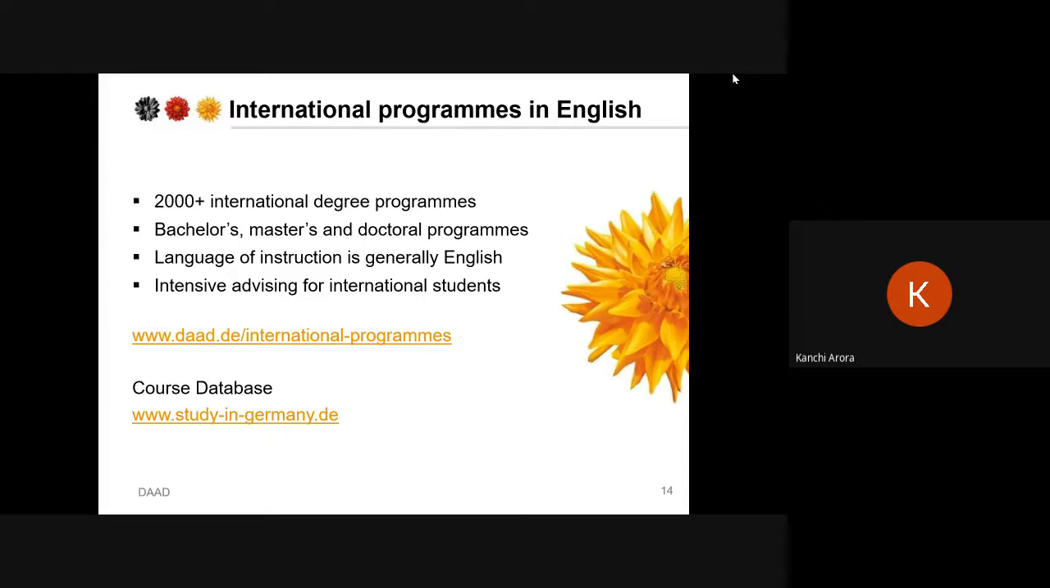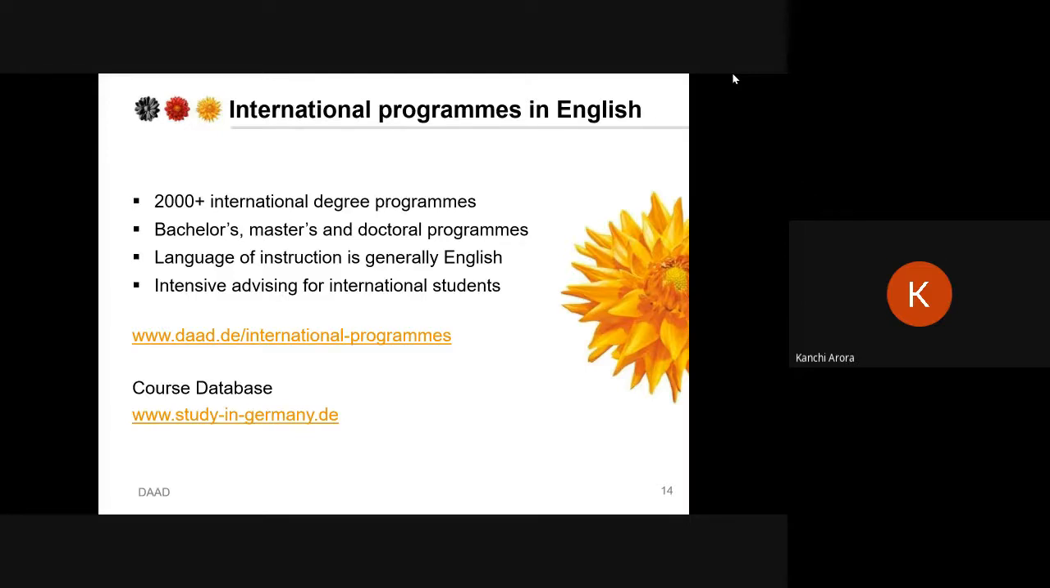And once you click on search, you will get a list of universities according to the filters that you have put. So you already have shortlisted a few universities, and you can then look at the course content and see what interests you. And you could shortlist those universities and you could start applying.